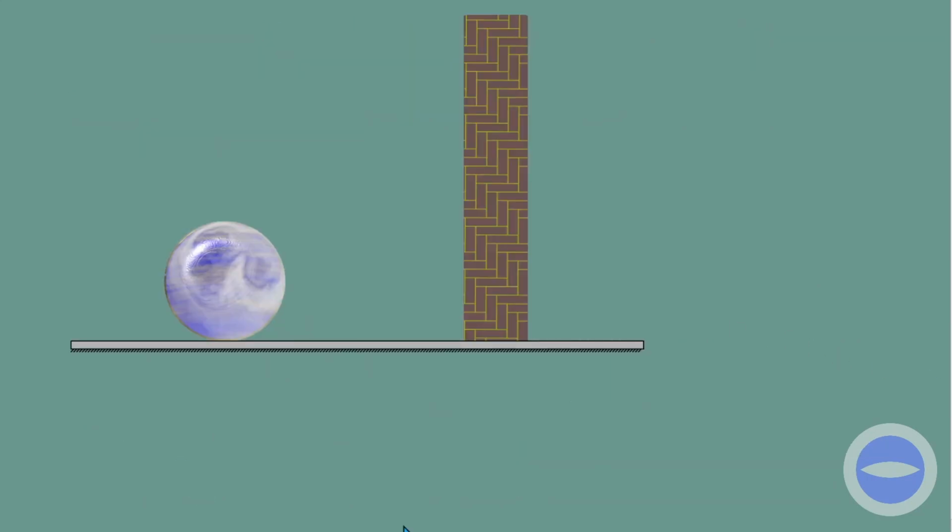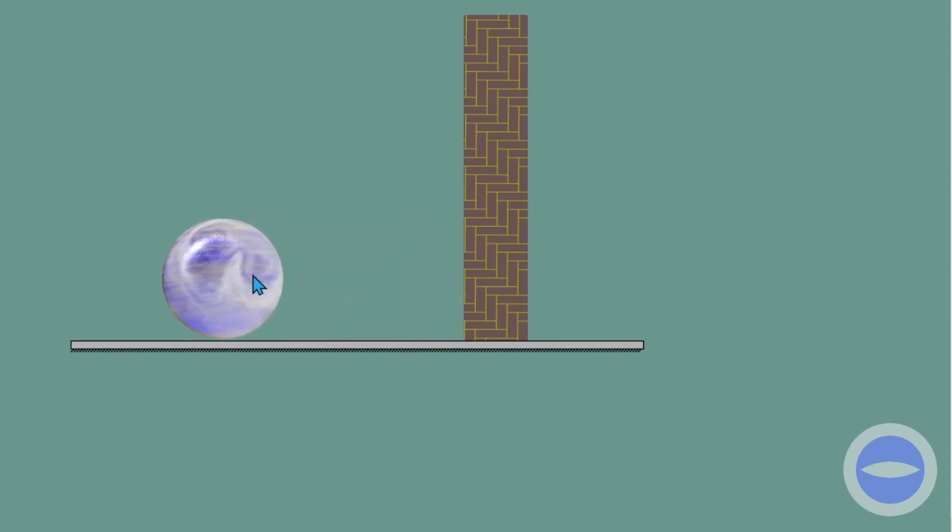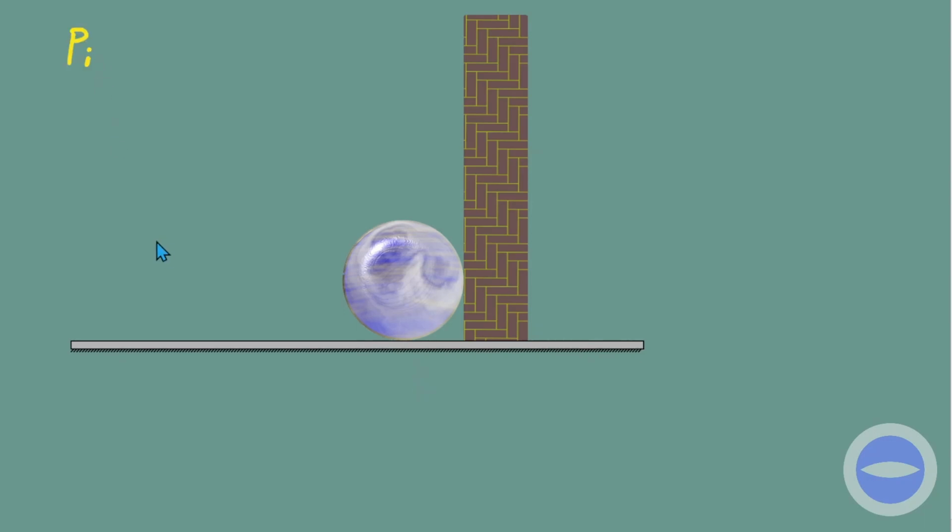So let me explain something here. Let's say this is the ball, this is a wall. So someone comes and kicks the ball. Then this ball moves towards the wall. Then it hits the wall, then moves back. So when it hits this wall, a collision happened here. So to explain, by the time the ball was kicked, it has a momentum. So this momentum, we call it initial momentum. It's Pi.